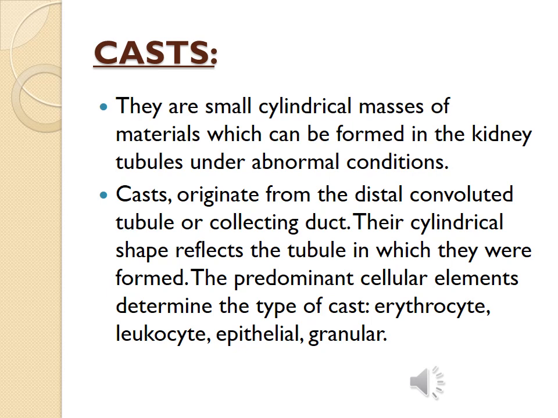Another structure which can be seen under the microscope is casts. Casts are tiny cylindrical or tube-like masses which are seen under the microscope, and they are formed in the kidney in diseases only. Casts originate from the distal convoluted tubule or the collecting duct. Their cylindrical shape reflects the tubule in which they were formed. The cast contains either RBC, WBC, epithelial cell, or another type of cast is granular cast.